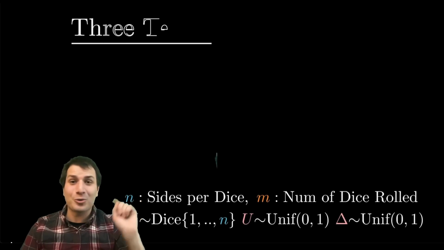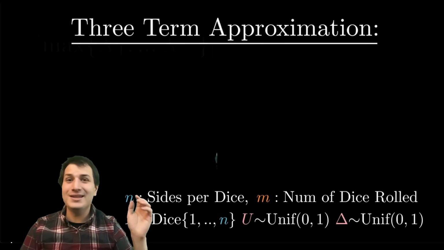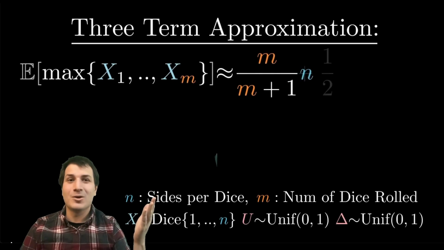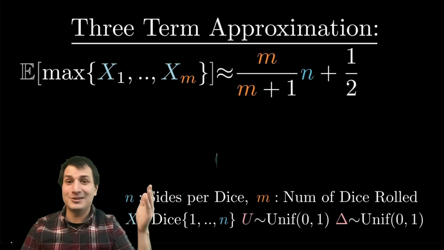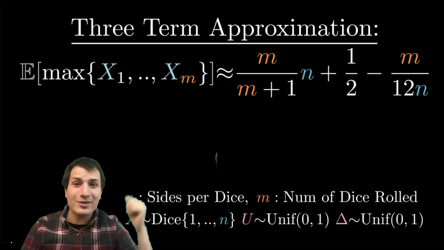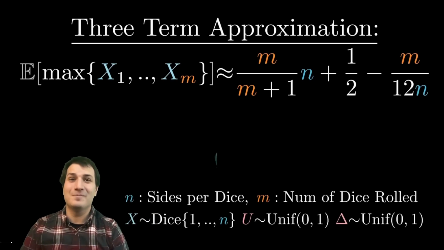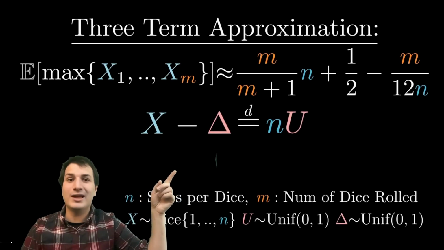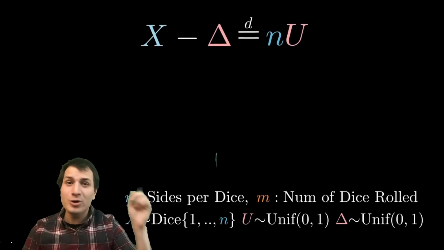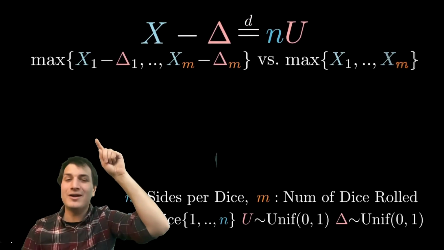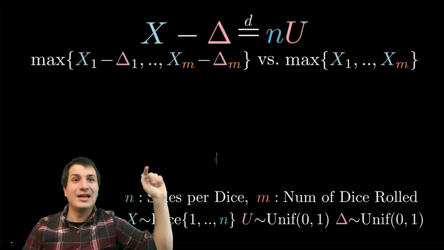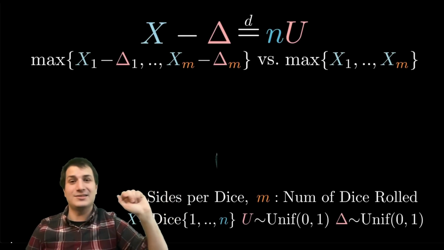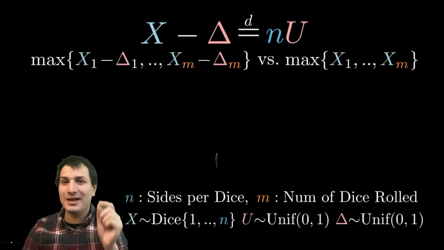Okay, so here's the three-term approximation, and it really is building on what we did before. We're going to take m over m plus 1 times n plus a half, and we're going to see where this minus m over 12n comes from. And it really starts with this x minus delta is exactly the same as the nu like we had before. And now we're going to find the truth of exactly what happens comparing the maximum of the x's with the deltas to the max of the x's without the deltas. And it's not quite as simple as we saw before.